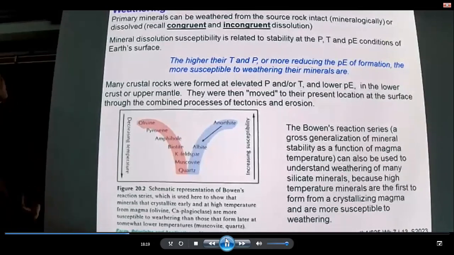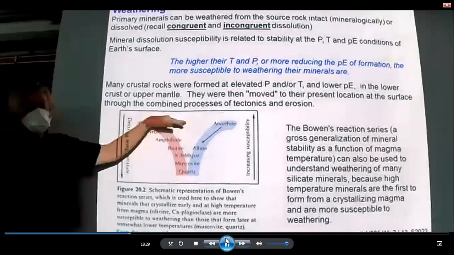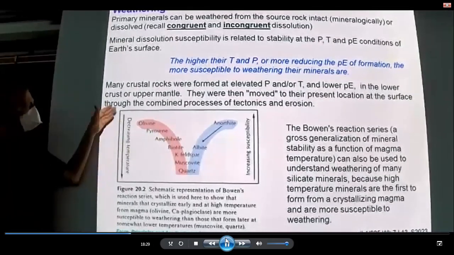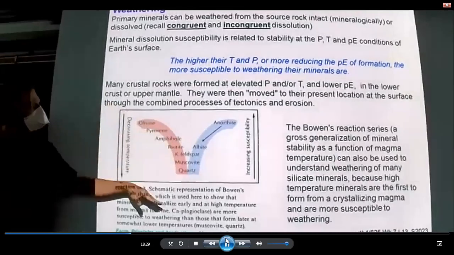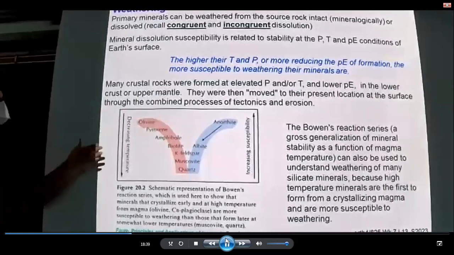It's also true that in the interior of the Earth, we have reducing conditions. So for instance, the iron in most of these minerals is reduced as iron 2+, whereas at the surface of the Earth, we have oxidized conditions where iron 3+ is present. So if a mineral has a lot of iron 2+ instead of iron 3+, it is also more likely to weather more rapidly in a soil column.